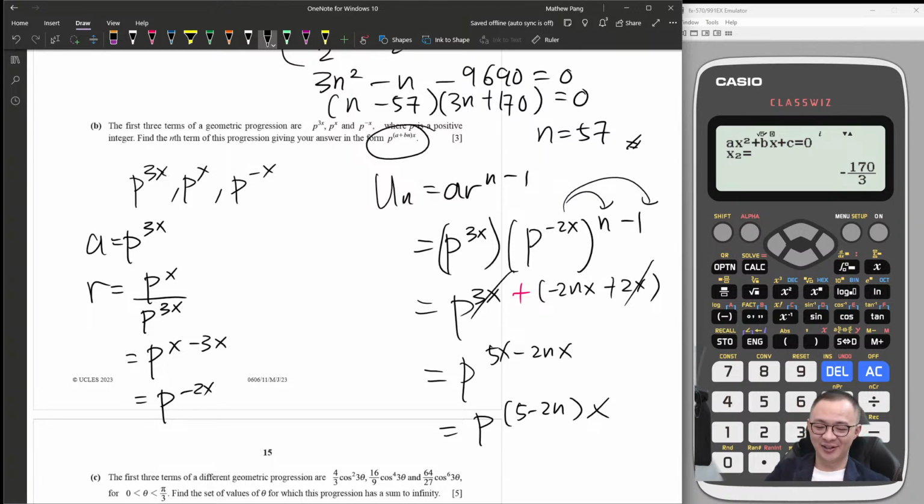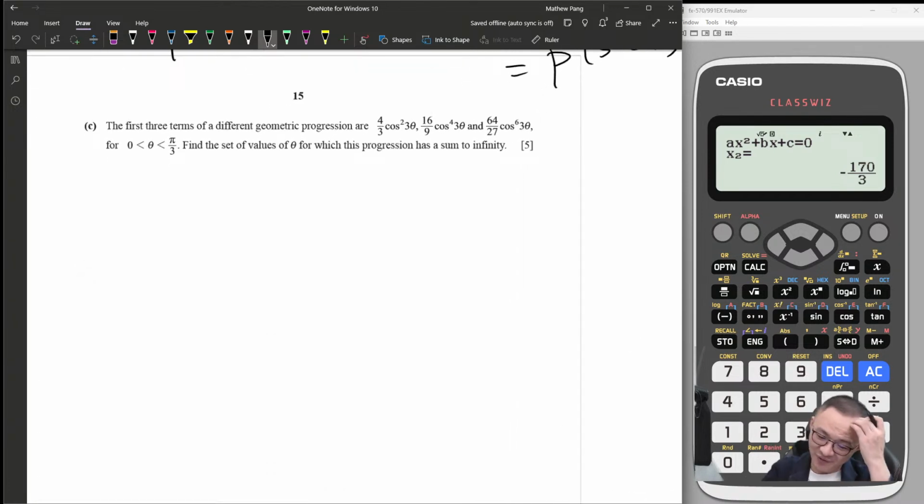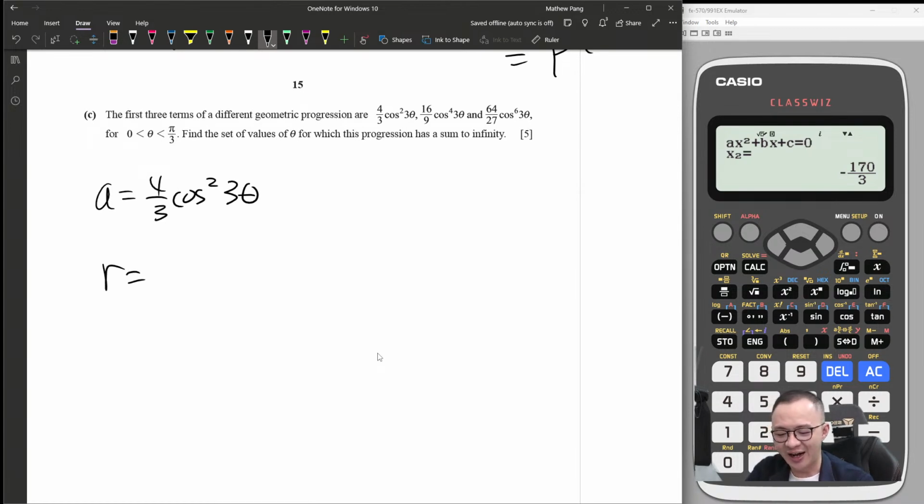Alright, if there's no issue, then we move on to part 3. Sum to infinity. Okay, so we know a is 4/3 cos² 3θ. We want to find the r. r is the second term divided by the first term.